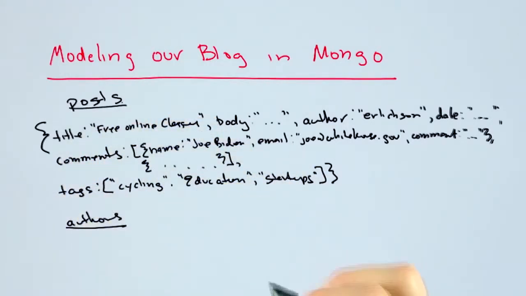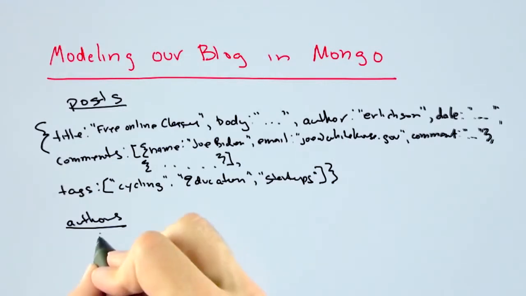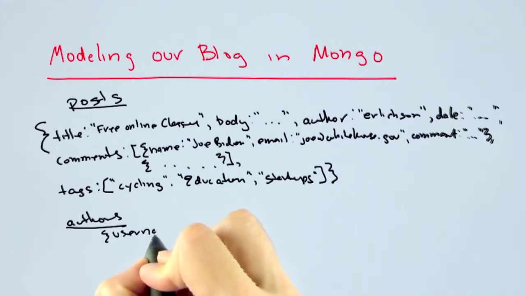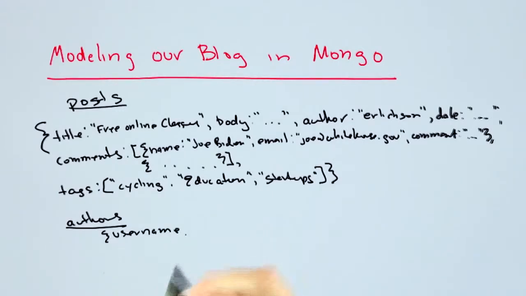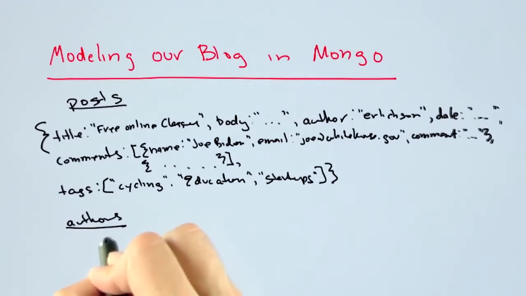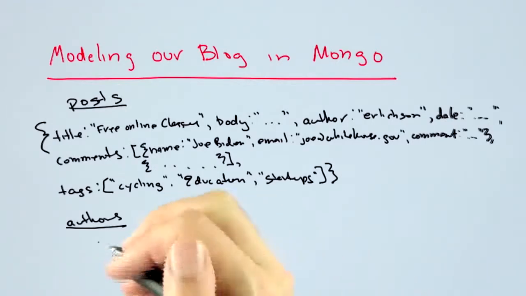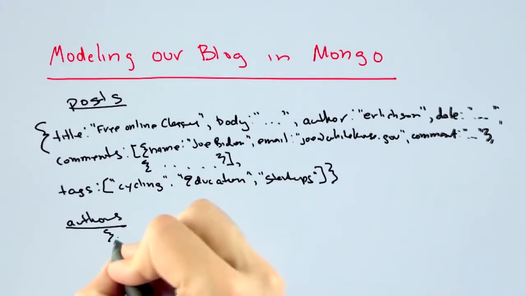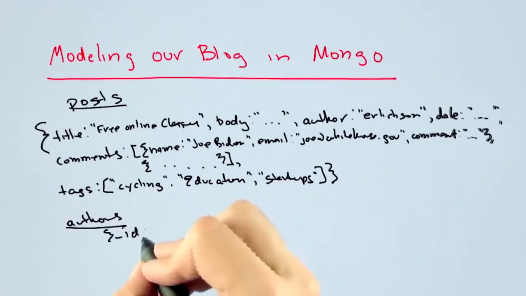So I probably only need one more collection from this. I probably need some sort of authors collection. And this authors collection is going to have things like my username. We'll get to this a little bit later, how that works. In the authors collection, we're going to keep the username, but what we're actually going to do is make the underscore ID of the object be the username. We haven't talked too much about this yet. We'll get to it later.